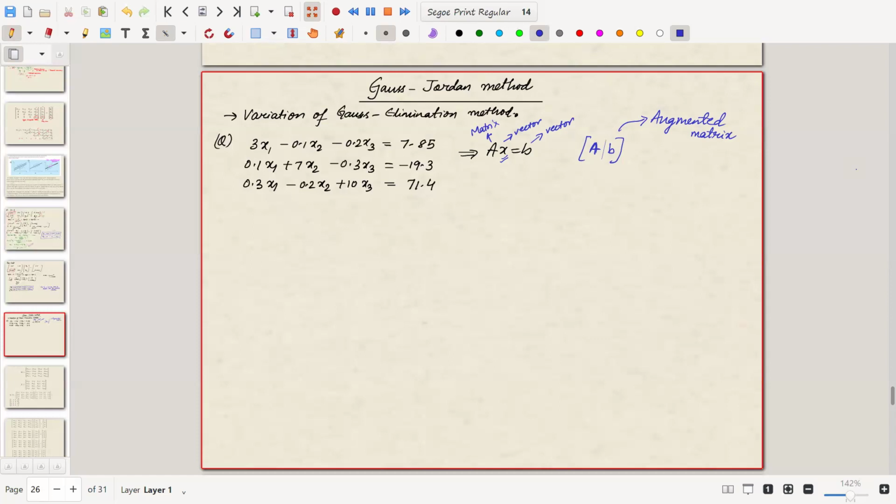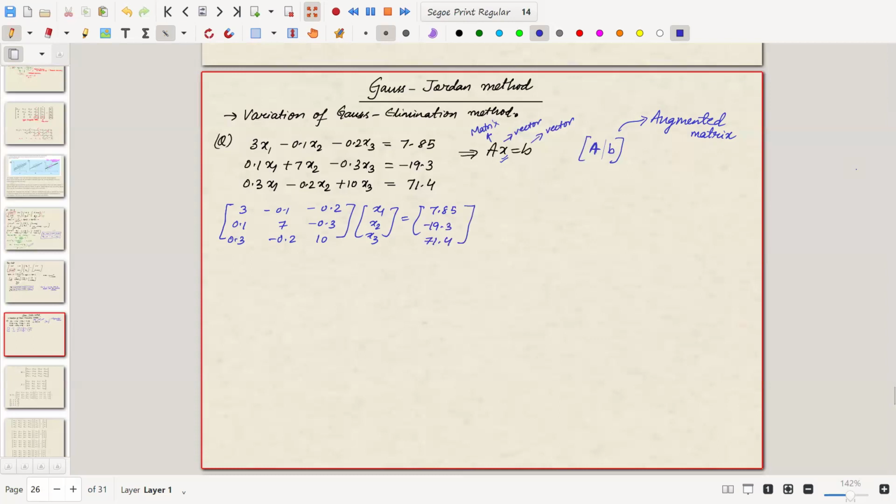Now we will deal with this augmented matrix in this Gauss Jordan method. The aim of the Gauss Jordan method is to transform the equations, transform the matrix. Here, can you tell me what the matrix is? 3, minus 0.1, minus 0.2, 0.17, minus 0.3, 0.3, 10, times x1, x2, x3, and then you have the b: 7.85, minus 19.3, 71.4.